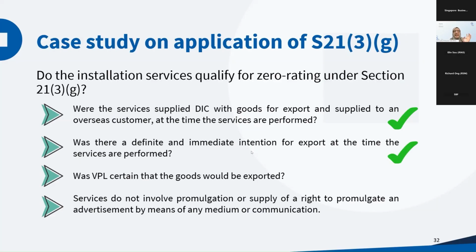Next, we look at the certainty that the goods will be exported. Certainty in this case is satisfied because VPL is not an intermediary service provider. They are the ones who did the installation works themselves on board vessel A. So they had control and they know for sure that the brand X pumps will be exported when vessel A leaves Singapore waters.